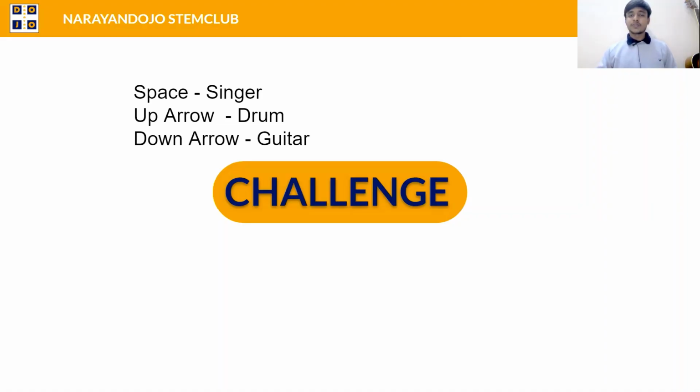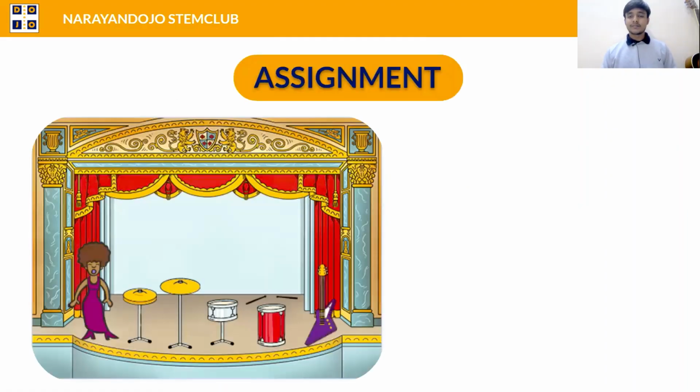Okay, so come to the assignment. For the day 1 assignment, instead of adding 3 sprites, as we added 3 sprites in the Rock Band project, which are lady singer, guitar, and drum, now you have to add 6 sprites including the singer. So 1 is the singer and 5 are instruments.